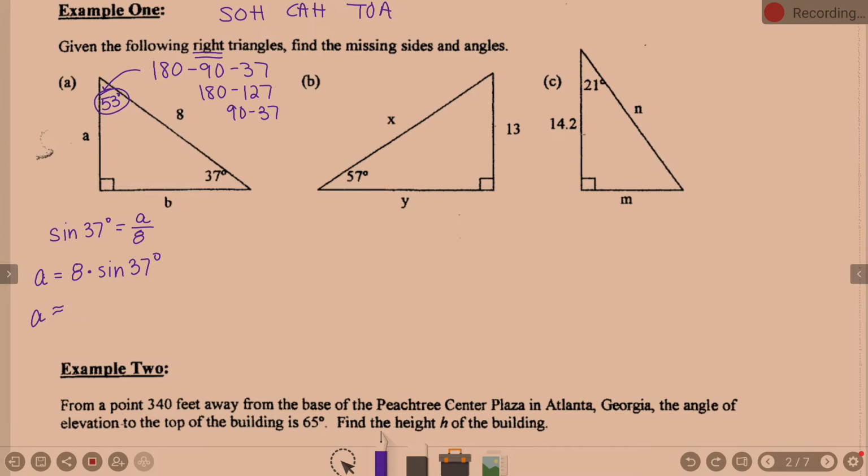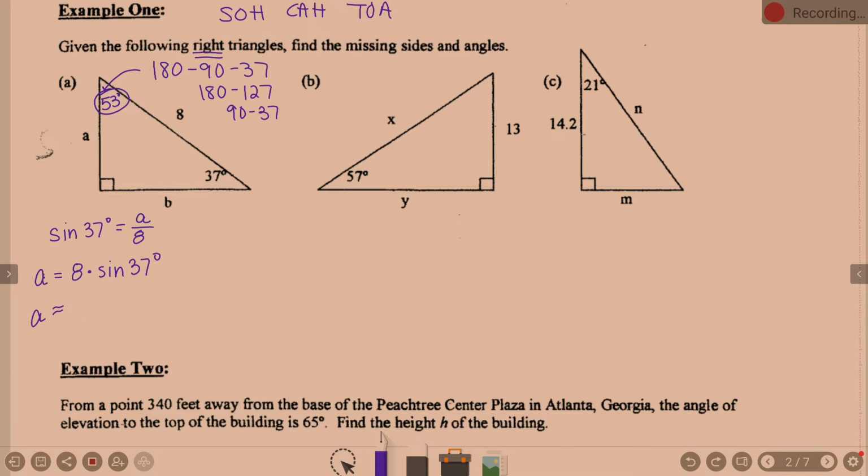Did your answer match my answer? I guess I didn't tell you what my answer is. 4.814520185. It should match. If it doesn't match, what mode do you need to be in? Okay, this is 37 degrees, yes. So you do have to be in degree mode.